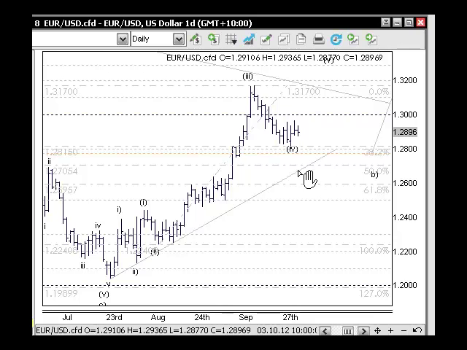And the wave 4s, when wave 2s are simple, then wave 4s can get quite complex. And we do believe it's a corrective structure to the downside here. So if the US dollar is going to be pushing up further, then we have to expect the euro to be pushing down, and the support level for that would be the 127.72. So that's what we'll be looking at there next. So expecting another low to come in through here before we see any upside.